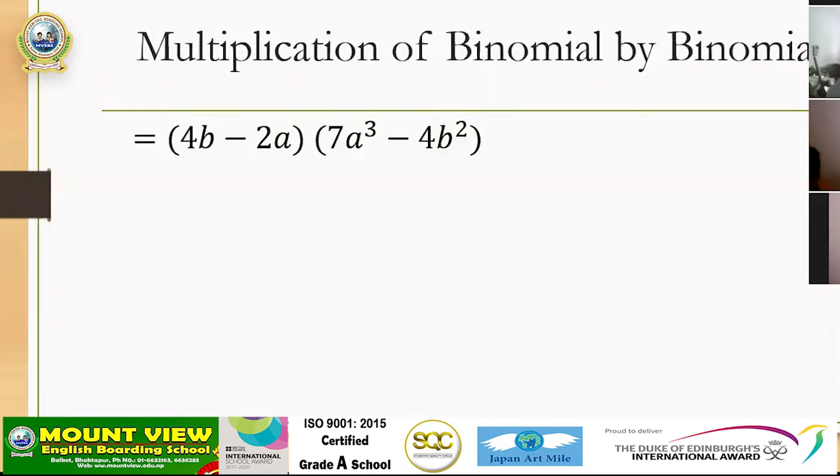This is an example. So we have first binomial that we have is 4b minus twice a. 4b minus 2a is the first binomial and it is in the first bracket. The second binomial that we have is 7a cubed minus 4b square.